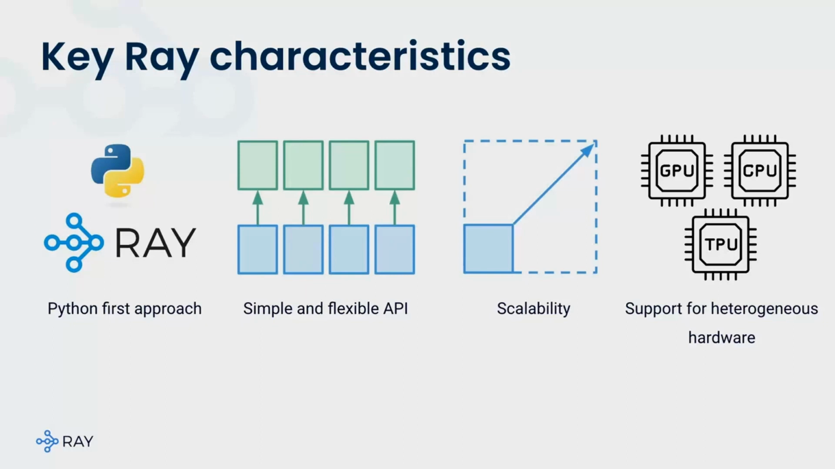This is really important as we see that some use cases require GPU instances, some others require CPU instances, but there's a bunch of use cases where you actually need a mix of CPU and GPU instances, and Ray supports that.